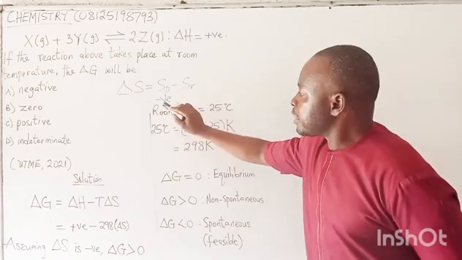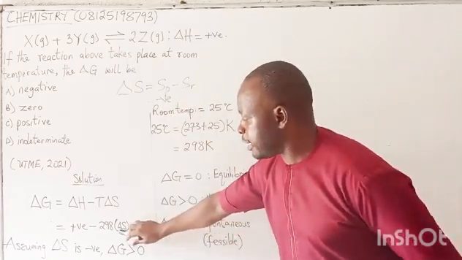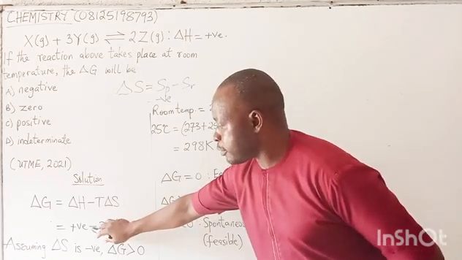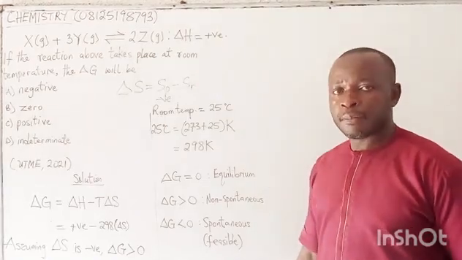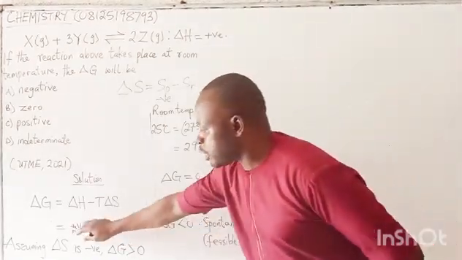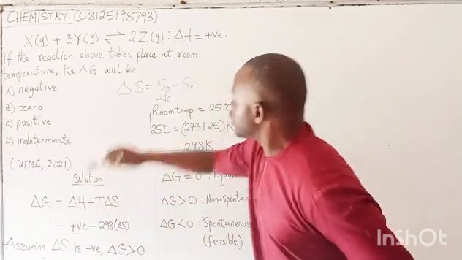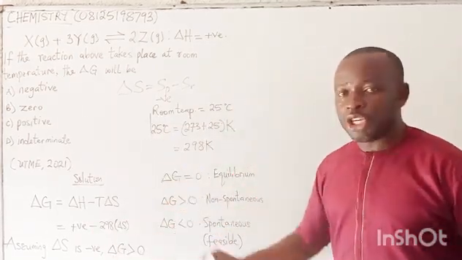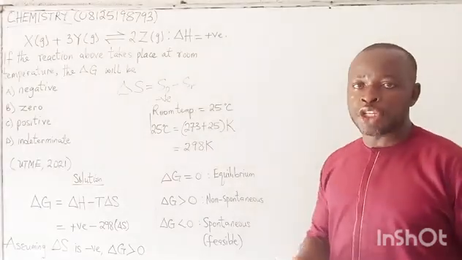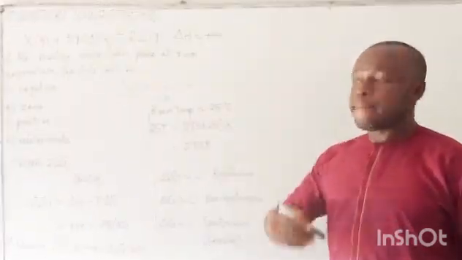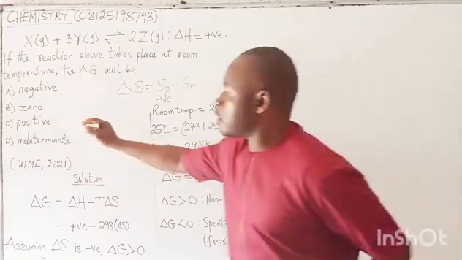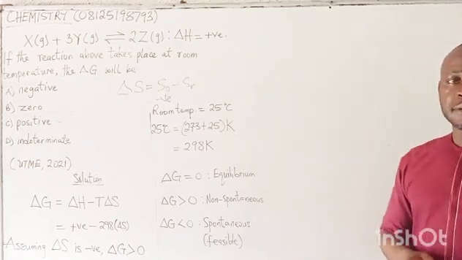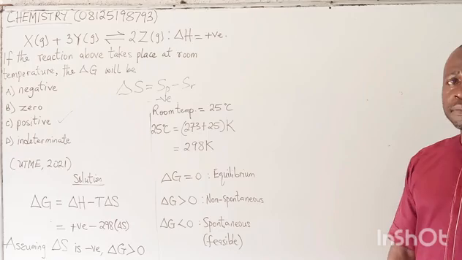So when you take this negative value and place it inside this bracket, minus times minus, what is it going to give to us? Positive. And when you add it to the positive value of this delta H, which is what it gave us here, you are going to see that the delta G, the change in Gibbs free energy, is going to be positive. And that is option C that is given to us here. Do you still have any other question?